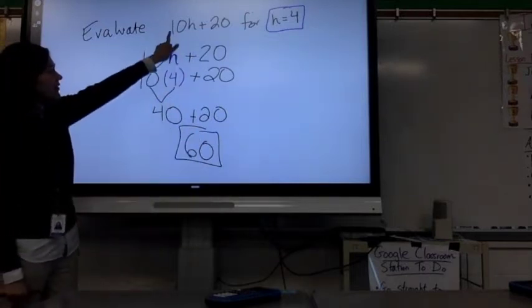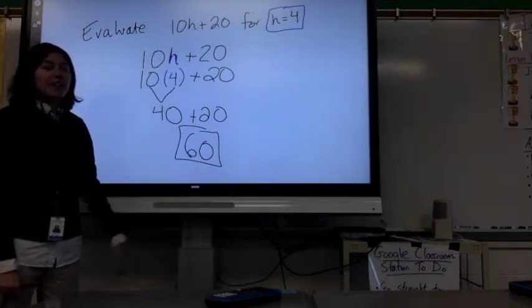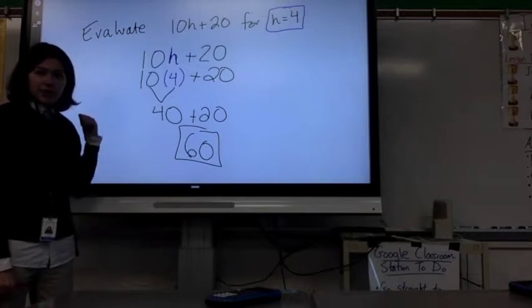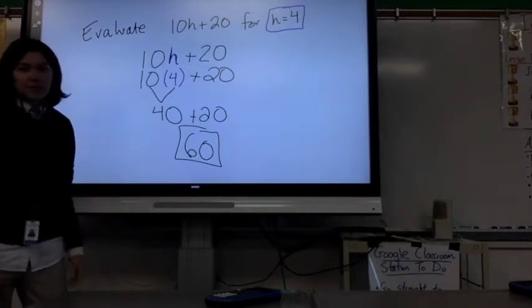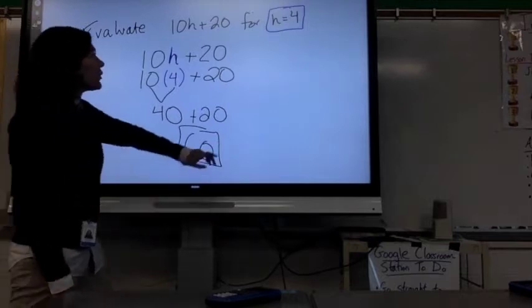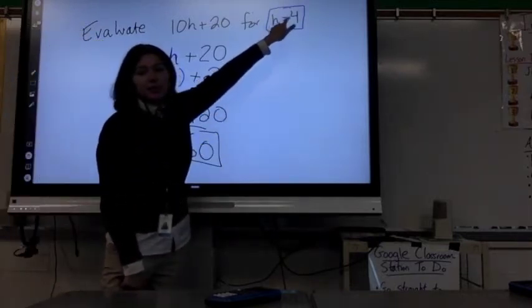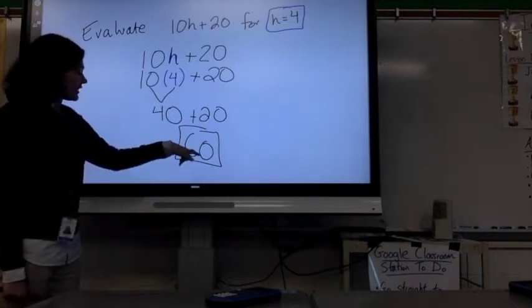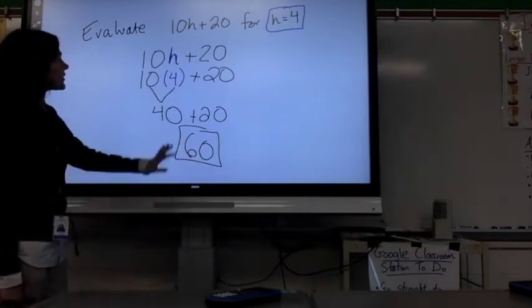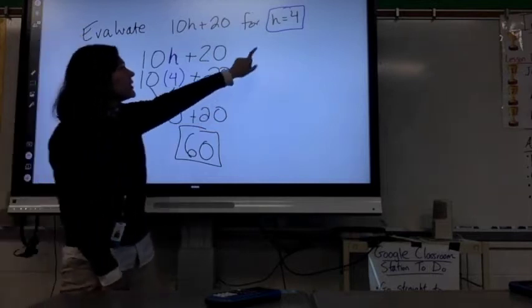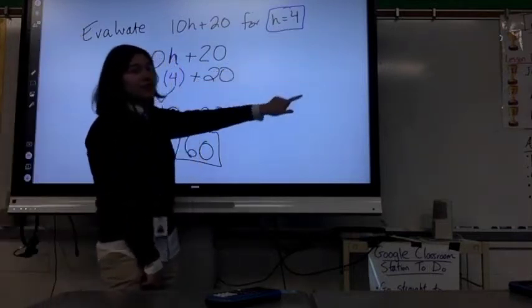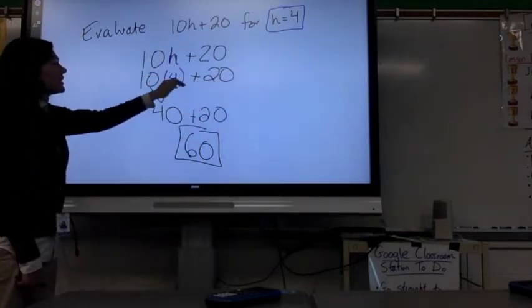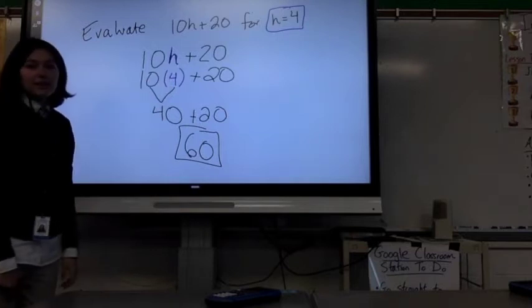And if you see, this is actually the same expression that we wrote for Julia. I switched the order around, but it's the same expression. So this would mean when Julia worked for 4 hours, when H was 4, this is how much money she has. She has $60. So again, whenever you see these evaluate questions, you see what our variable is equal to, and wherever you see that variable, you're going to substitute in that number in its place.